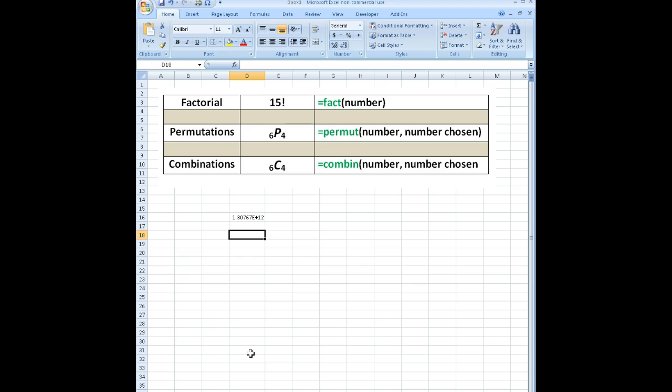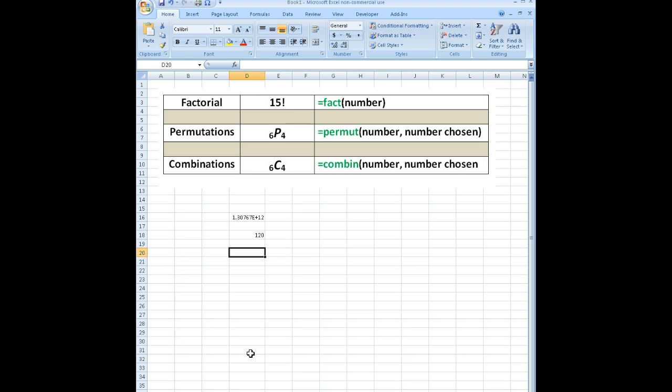But let's do one like maybe 5 factorial and see what that is. Let's look at a smaller factorial number. Oh, I forgot my equal sign. This one won't be in scientific notation. Equals factorial 5. And that one gives us 120 because you can check that, that's 5 times 4 times 3 times 2 times 1.